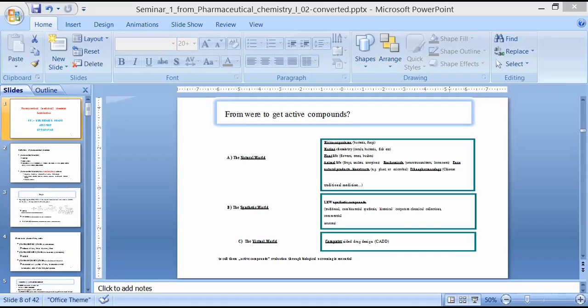Now, what is the source to get the active compounds which are used for the treatment of cardiovascular system problems, that is arrhythmia, heart attack, and so many others. Blood pressure related issues, blood clotting related issues. So from where are we going to get the active compounds? This slide discusses the sources from which we can get the active compounds. Those sources I have divided into three categories.